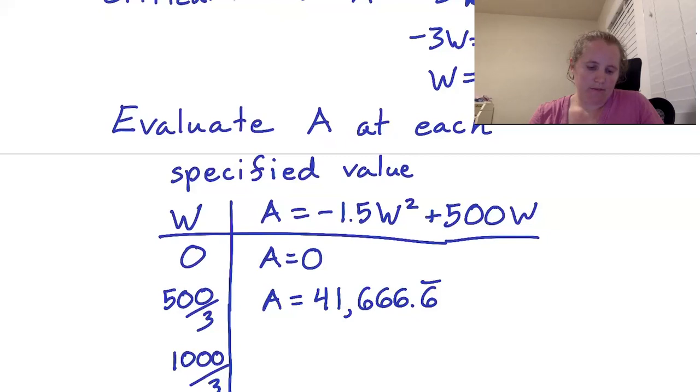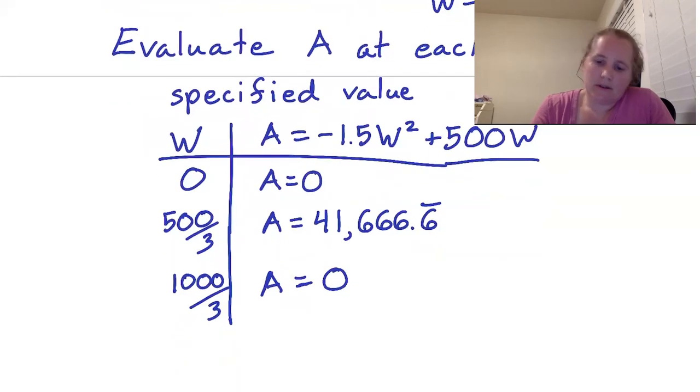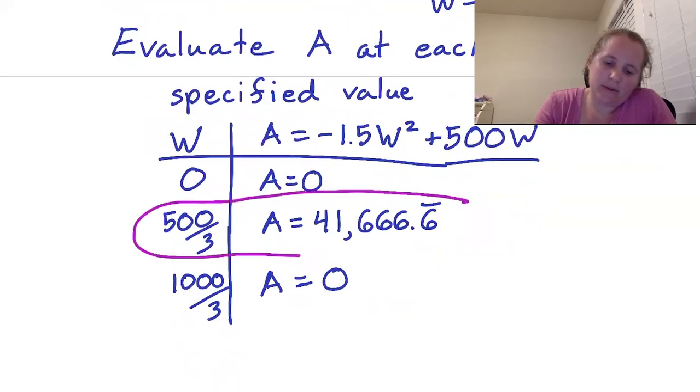And then if we plug in 1,000 thirds instead, we have negative 1.5 times 1,000 thirds squared plus 500 times 1,000 thirds. We should wind up getting 0, right? Because 1,000 thirds for W winds up being our length equal to 0. And we do indeed wind up getting area equal 0. So of all of these, this is where we get our maximum area.